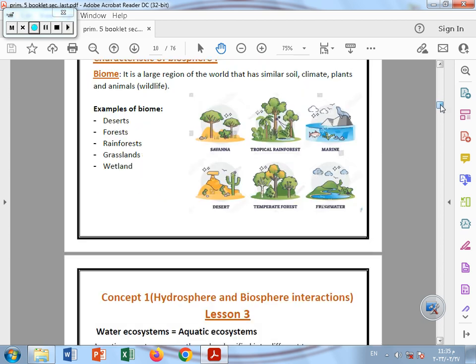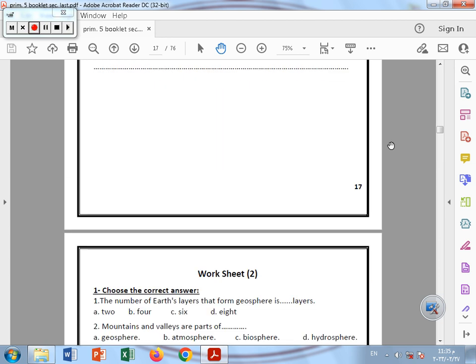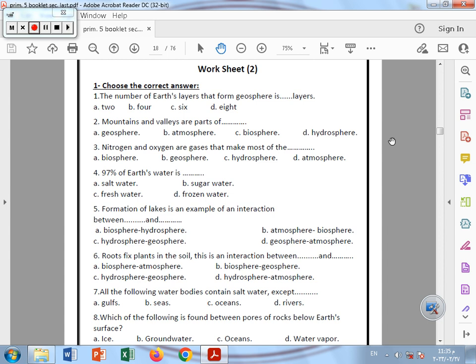Let's move to the questions of this lesson. Okay, in page 18, choose the correct answer: the number of Earth's layers that form the geosphere is? Excellent, 4 layers. Number 2, mountains and valleys are parts of what? Excellent, they are part of the Earth, so they are parts of the geosphere. Number 3, nitrogen and oxygen are gases, so they are part of, very good, the atmosphere.